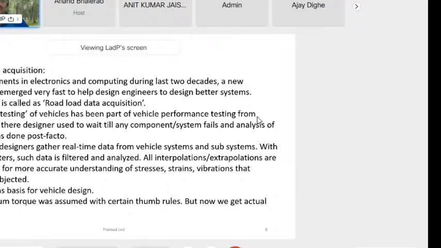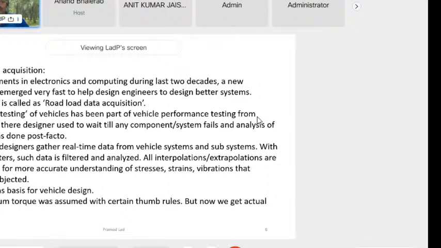But nowadays designers gather real-time data from the vehicle system and subsystem with the help of computers and various sensors applied at various points on the vehicle. With that data and the help of computers, all interpolations and extrapolations can be done, and a better picture of the actual stresses, strains or vibrations that a vehicle experiences during actual travel with actual rated load on the road can be achieved. This is proving to be a very promising tool in the hands of designers for better design quality.